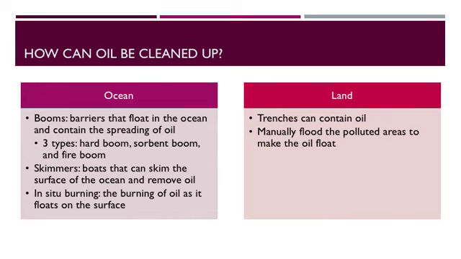Skimmers are boats or devices that can skim the surface of the ocean and remove oil. In situ burning is the burning of oil as it floats on the surface. When it comes to cleaning up oil on the land, trenches can be dug to contain the oil, or we can manually flood the polluted areas to make the oil float. This technique then allows for skimmers to collect the oil and for in situ burning.